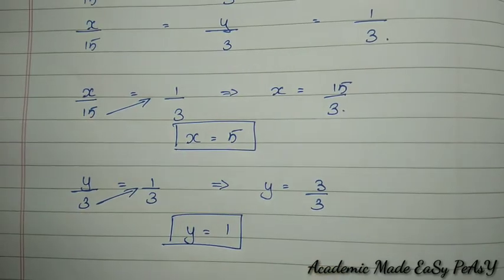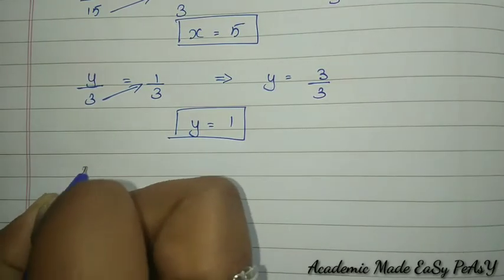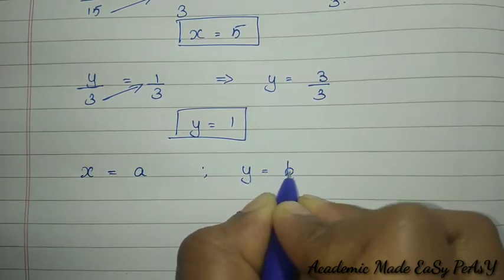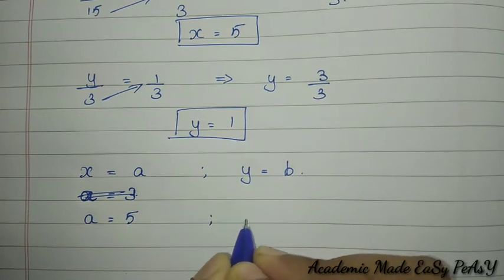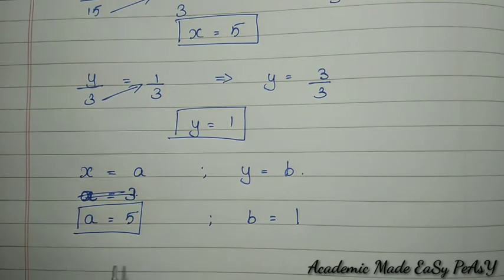So already I have mentioned that x is equal to a and y is equal to b. So I will be now substituting that value. So I assumed x is equal to a and y is equal to b. So my a is equal to 5 and my b is equal to 1. So now the values of a and b are 5 and 1, so that we will get infinitely many solutions.